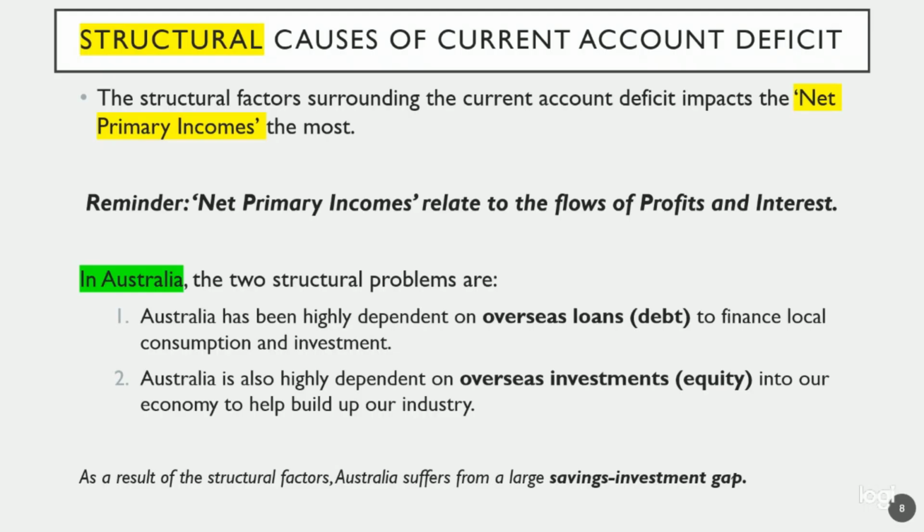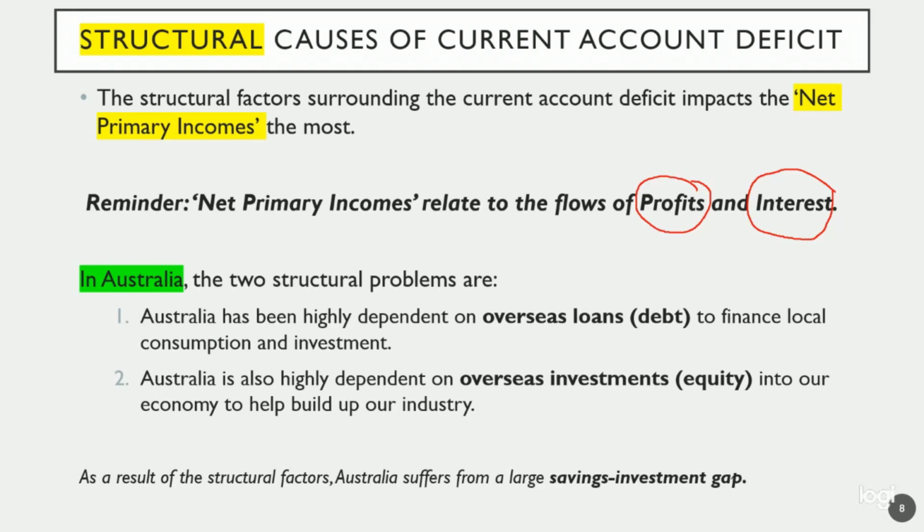The structural account is primarily focused on the net primary incomes. Okay, and as a reminder, net primary incomes relate to the flows of profits and interest. For profit, it is usually about equity payments, right? Because if people are investing in our country, we pay out profits through dividends. And if we are borrowing money, we pay interest. So if we've borrowed 50 million from an international bank, in the future, we're required to make interest payments.